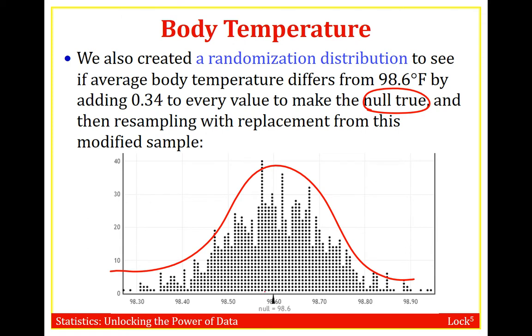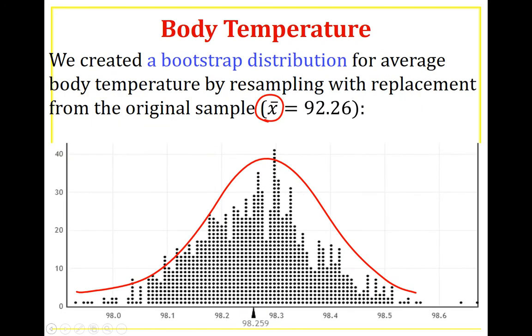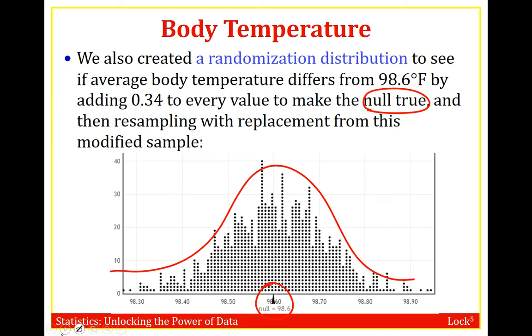Now, remember, the null is at the center of this particular placement. Okay? The null is true, is at the middle. If nothing is going on, the body temperature is 98.6 degrees. We center it up on the null. And if you look back at the last statistic, we center up at the data. Okay? The bootstrap revolves around the data, whereas the distribution of the null or of the population centers up around the null.